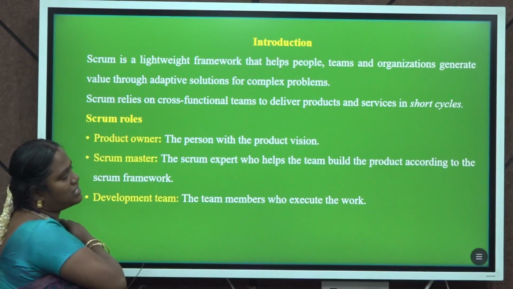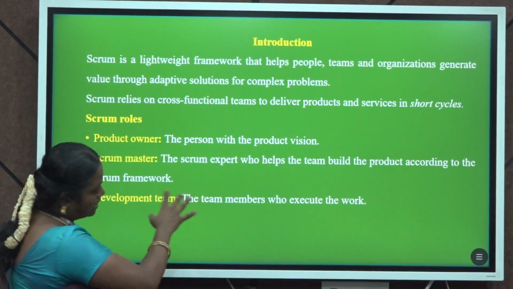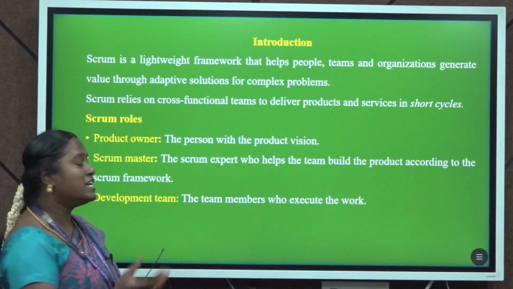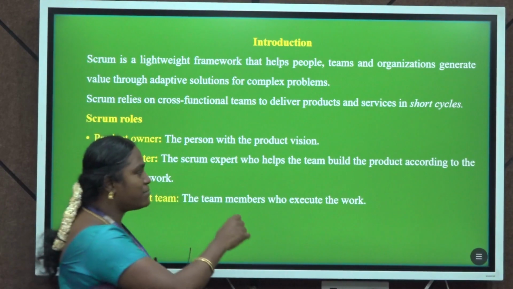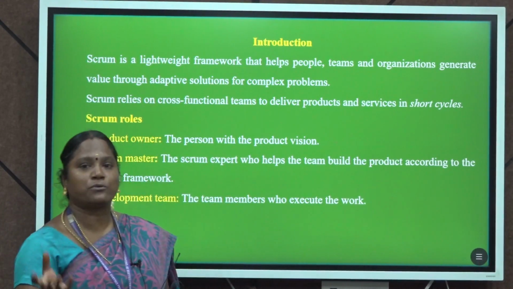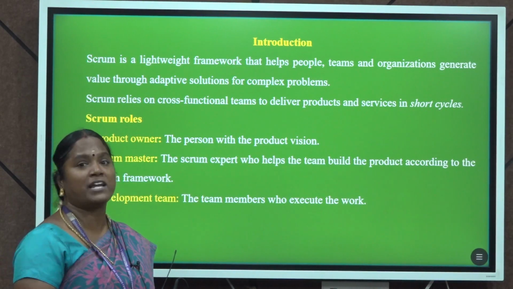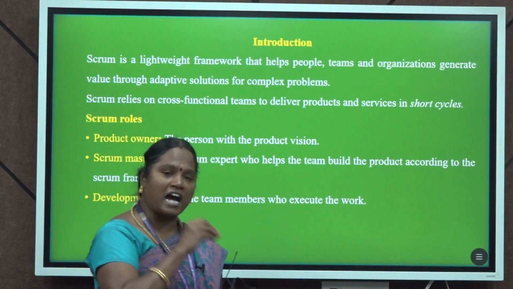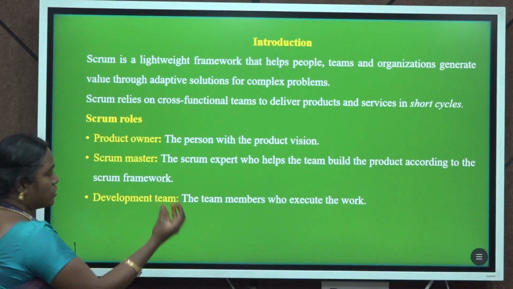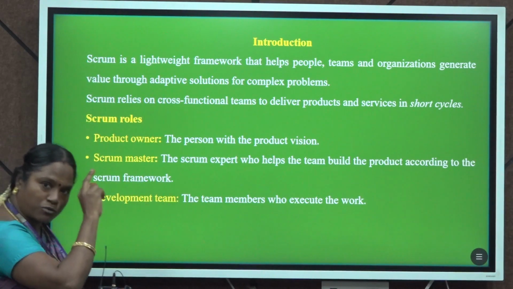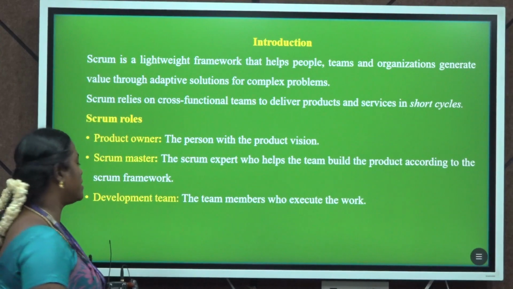Second one is Scrum Master. We can say Scrum expert or Scrum coach. The main task of the Scrum Master is to help and guide the team to build the product according to the Scrum framework. That means the team needs to follow the agile principles and values while they are developing the product. So the main task of the Scrum Master is to guide the team to follow the agile principles.